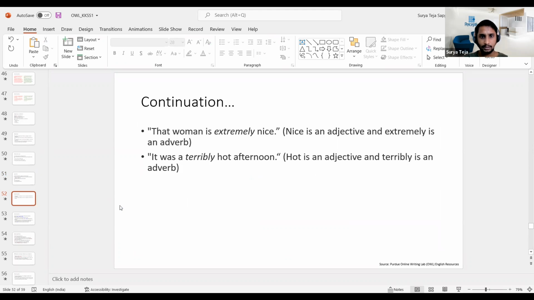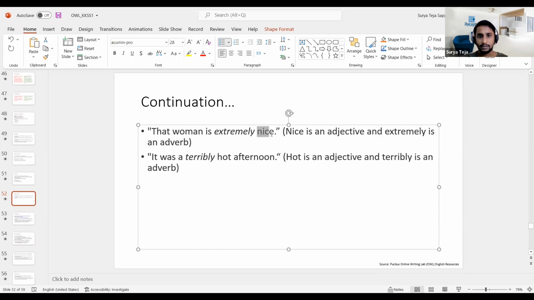So we'll see even more detailed examples. If you see here, that woman is extremely nice. Nice is an adjective. What is it doing? It is modifying the noun woman. And here in this case, extremely is useful because extremely is modifying the adjective. So nice, this adjective, is modifying the noun, and this adverb is modifying nice. So here nice is an adjective and extremely is an adverb.